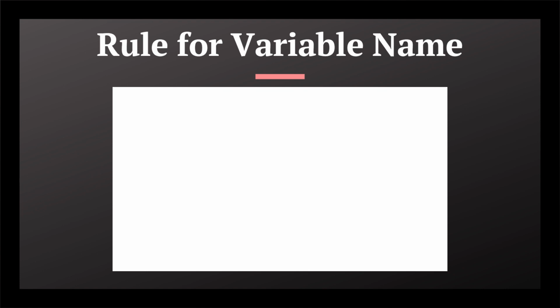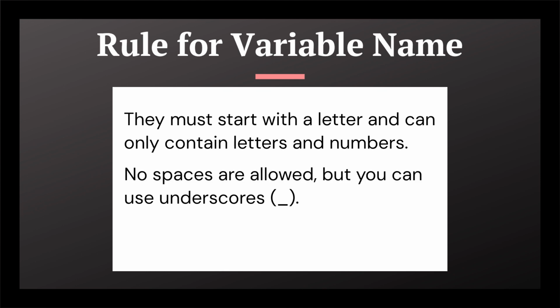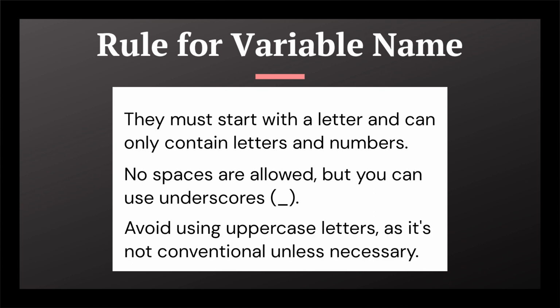Variable names in Python have some rules. They must start with a letter and can only contain letters and numbers. No spaces are allowed, but you can use underscores. Avoid using uppercase letters, as it's not conventional unless necessary.